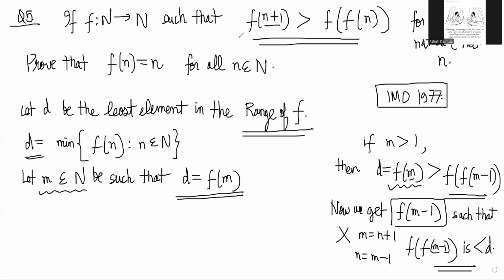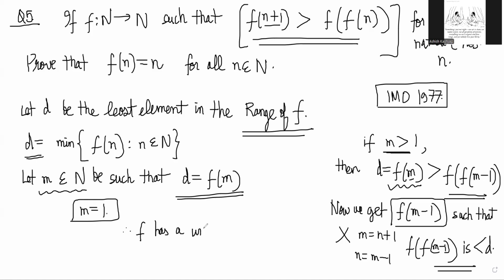We have used the condition given in the functional equation earlier in the problem itself, and we are using the well-ordering principle to show that m cannot be bigger than 1. So if m cannot be bigger than 1, the only option is m equal to 1. So therefore, what we get is that f has a unique minimum at 1.